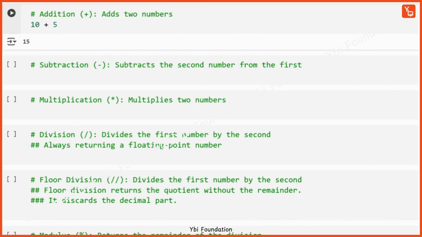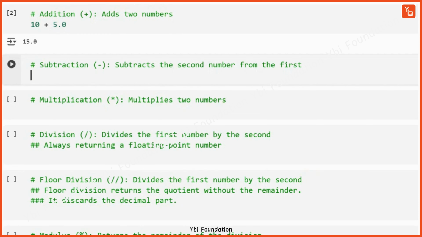But if I write 5.0 instead of 5, and if I run it, the output is also a float. So the output of two integers is an integer, and if either one of them is a float or both of them are floats, the output is a float. So this is about the addition of two numbers.